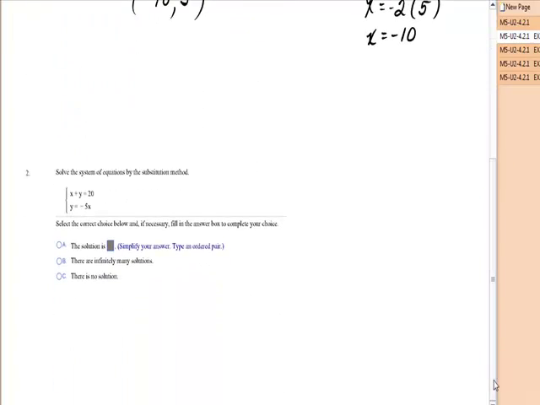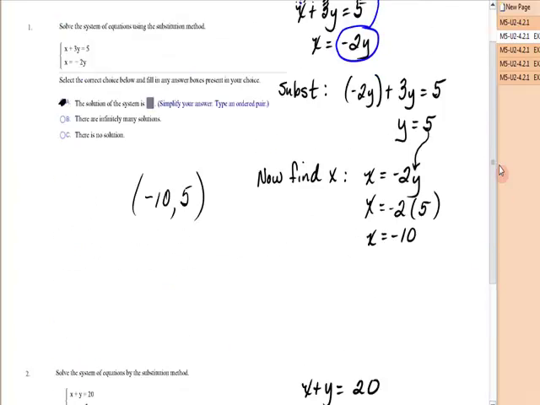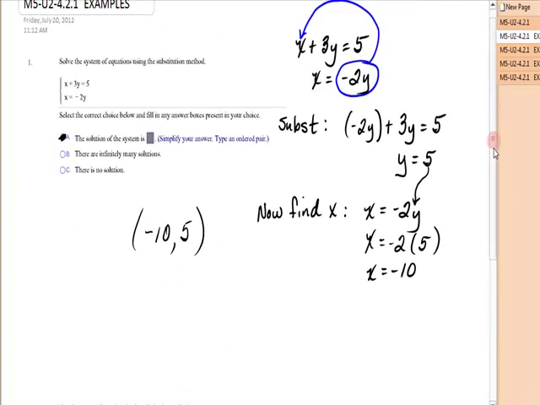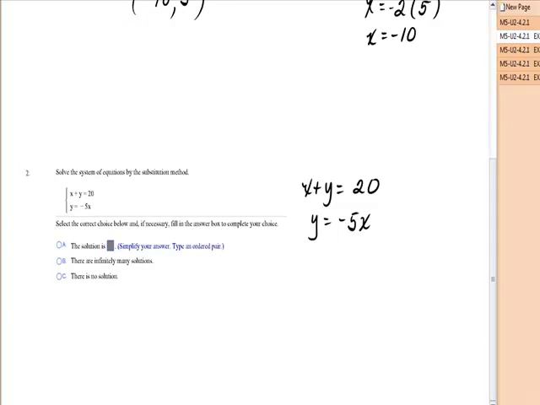Still using substitution. I have the system: x plus y is 20, and y equals negative 5x. I call, again, this system ready for substitution because I have an equation that says, in this case, y equals. In the last one, I had one that said x equals. It doesn't matter as long as one of them is ready.